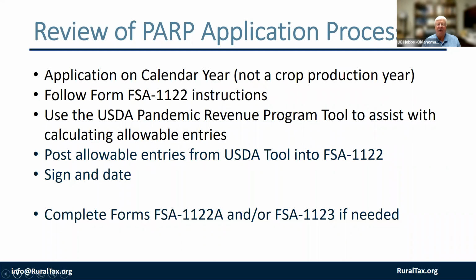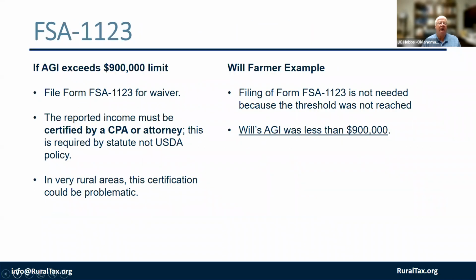If 1122A and 1123 are needed, complete those forms. But like I said, for our example, we only looked at the 1122. So 1123, remember, that's when the AGI exceeds a $900,000 limit. You're going to file that waiver, 1123. You're going to have the income looked at by a certified CPA or attorney. This is required by statute. It's not USDA policy. So by statute, you have to do this.